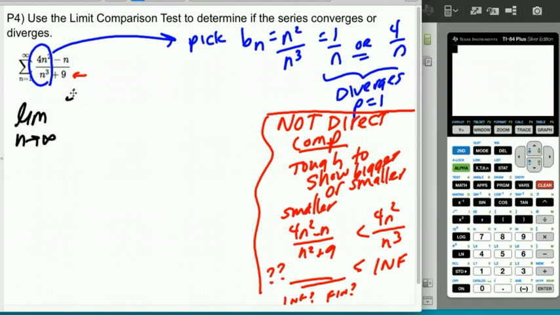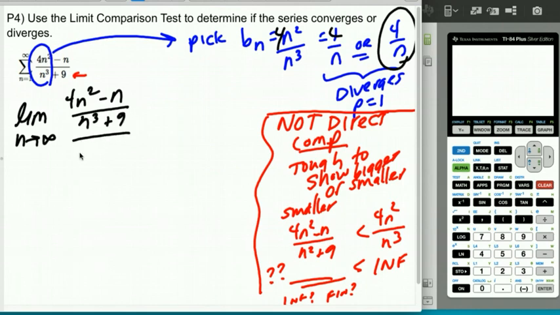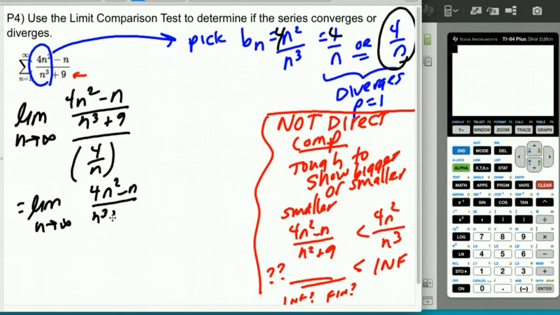So I'm going to go ahead and put this thing. And I guess we can pick this one if you want. Doesn't matter. So 4n squared minus n over n cubed plus 9. And on the bottom, I'm going to have a 4 over n. So that's going to be the limit as n approaches infinity of 4n squared minus n over n cubed plus 9 times, and when I flip this, instead of being 4 over n, it's going to be n over 4.